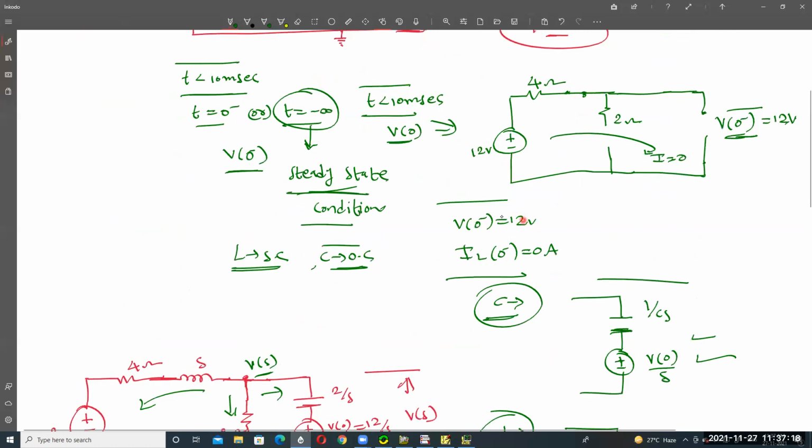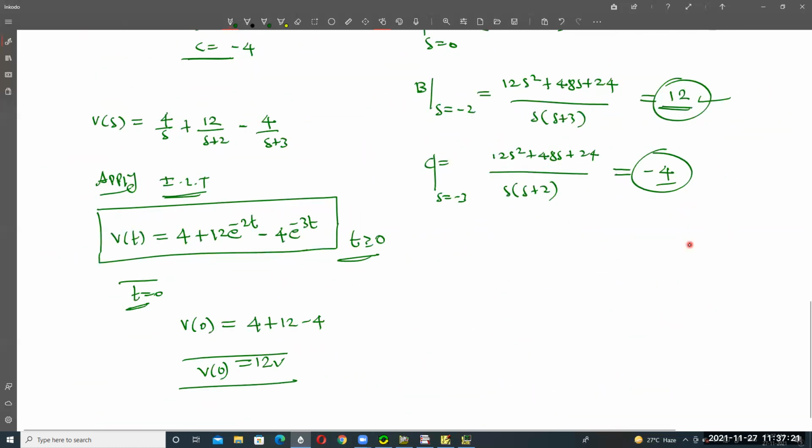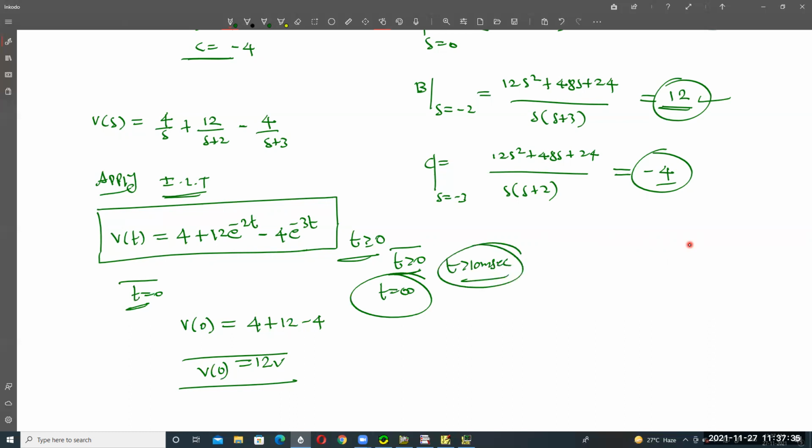Then under steady state condition, at t is equal to infinity after the switching action, that is t greater than 10 milliseconds, what is the voltage across this capacitor? It is nothing but V of infinity, which is equal to 4 plus 0, since e power minus infinity means 0. Then you will get 4 volts. And then we have to verify these results by using PSpice.